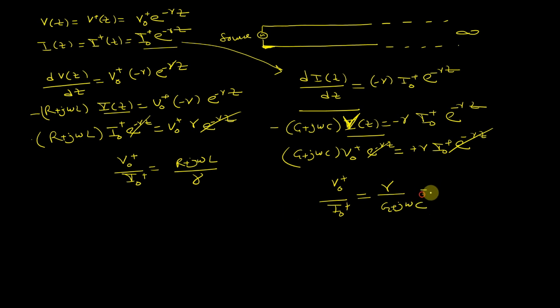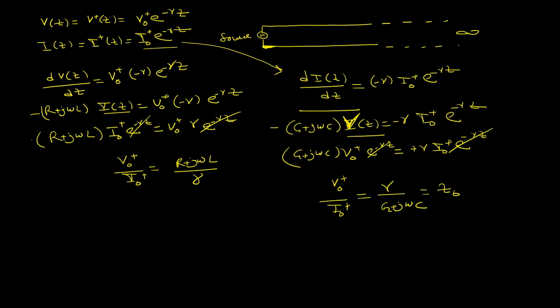Okay, and both are equal to Z naught. Z naught is the characteristic impedance. So the ratio of the voltage and the current at any point for an infinitely long transmission line is independent of Z. Here we do not have the value of Z. So this is also a proof. The examiner can ask you to prove that for an infinitely long transmission line the ratio of voltage and current is independent of Z. So we will derive these equations.